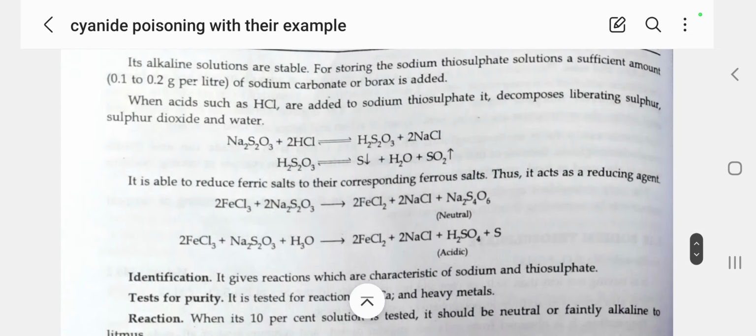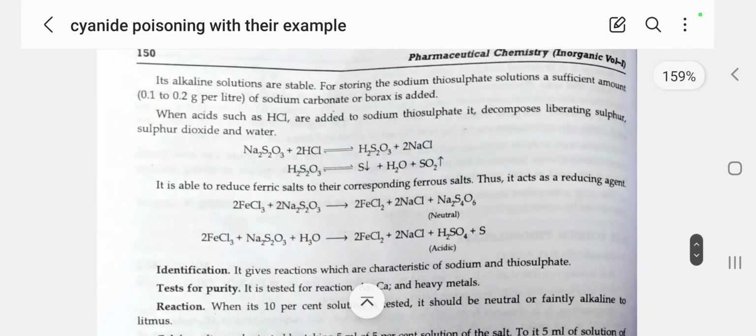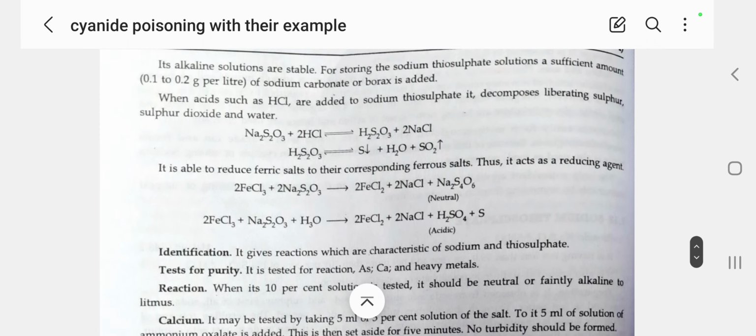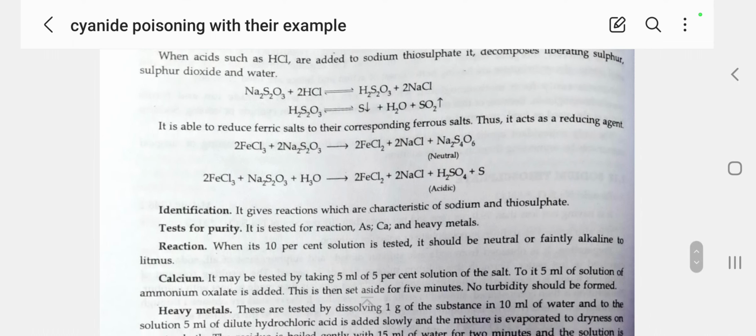Next we'll see that its alkaline solutions are stable. To stabilize the sodium thiosulphate solution, a sufficient amount, that means 0.1 to 0.2 gram per liter, of sodium carbonate or borax is added. When an acid such as hydrochloric acid is added to sodium thiosulphate, it decomposes, liberating sulfur, sulfur dioxide and water.